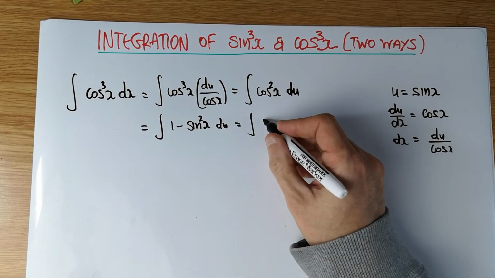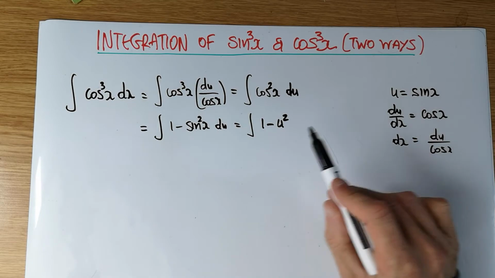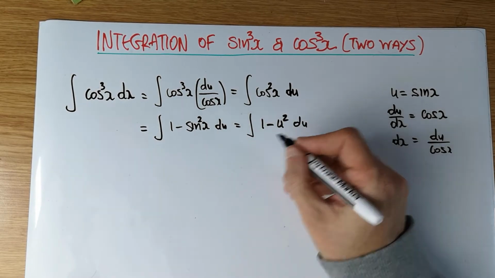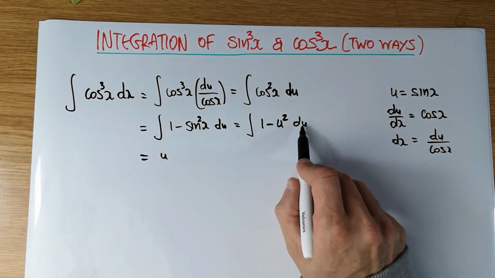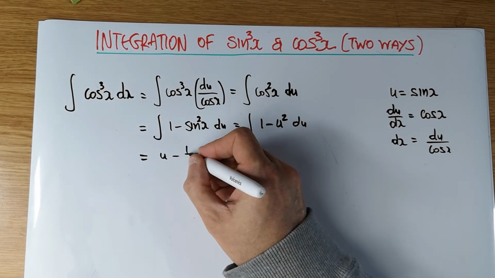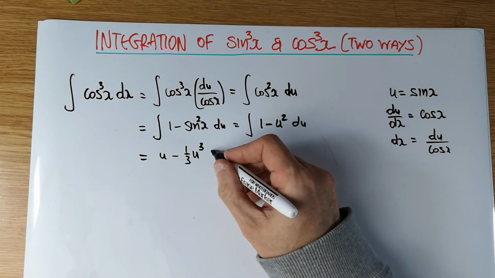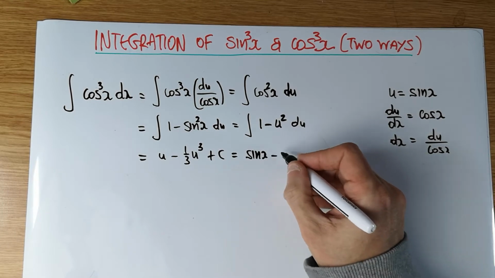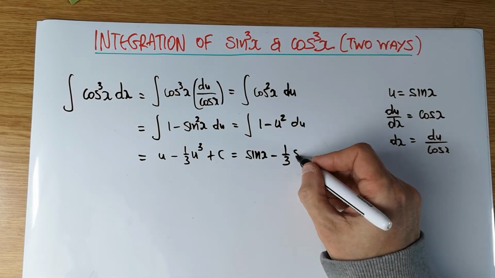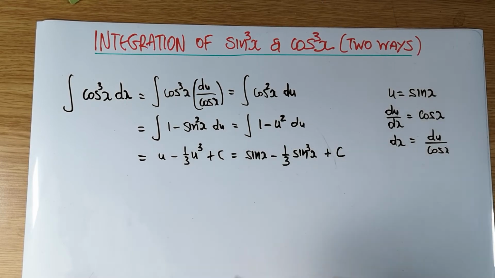And of course, this will now take us back to 1 minus u squared, because sine x is u, du, and the integration is now trivial. 1 integrated with respect to u is u, minus 1/3 u cubed plus a constant, which of course will give us the sine of x, going back into our substitutions, minus 1/3 sine cubed of x plus a constant.